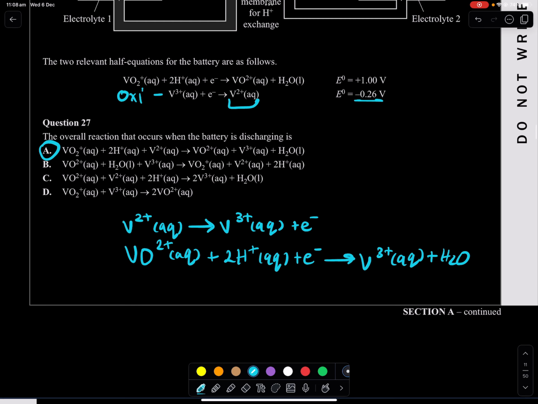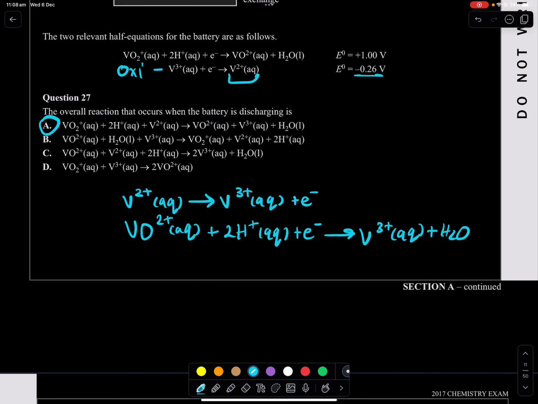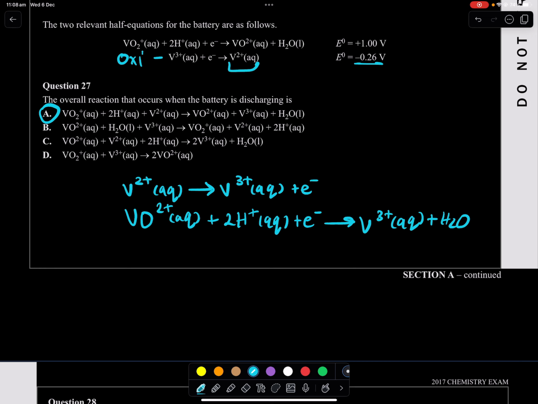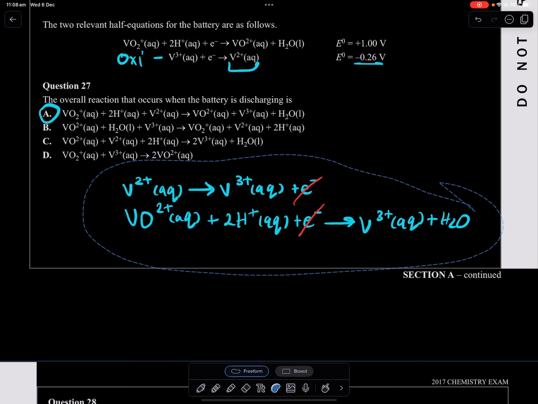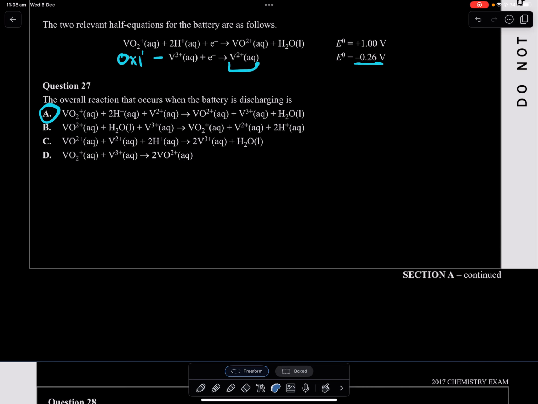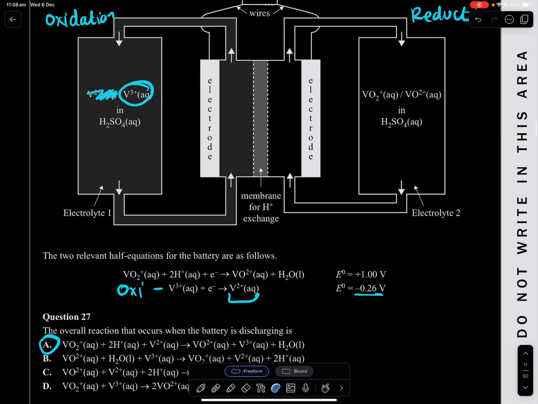Have a look at this. Can you see how they're now on opposite sides, so we can cancel those electrons out? And also the V3+ are, oh no, actually that's not a good expression to even do. I feel like that will confuse students a lot. Not a good way. I hope that makes a little bit of sense for this question.